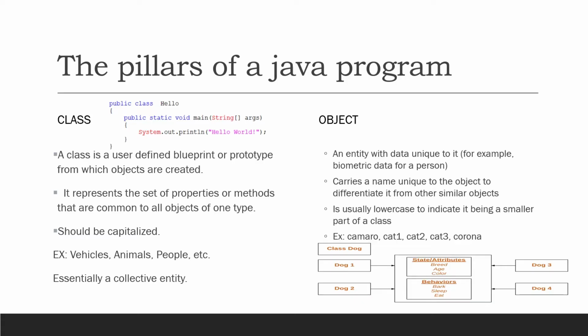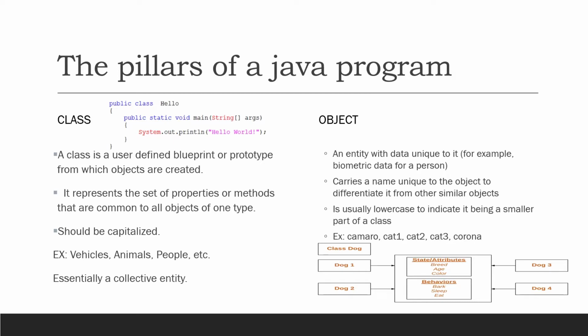So to me, the pillars of a Java program consist of a class and an object. A class is a user-defined blueprint or prototype from where objects come from. It represents the set of properties or methods that are common to all the objects inside of one type. So you have, let's say, species, and you have a dog, a cat, etc.